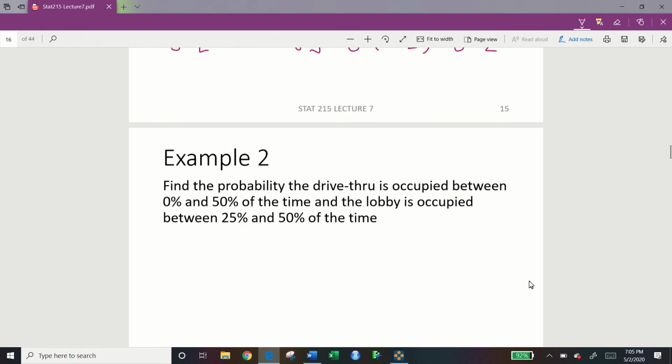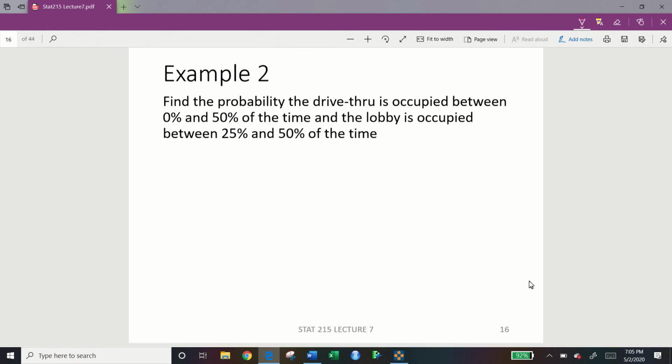Let's continue on with our example. Now we'd like to find the probability the drive-thru is occupied between 0% and 50% of the time, and the lobby is occupied between 25% and 50% of the time.